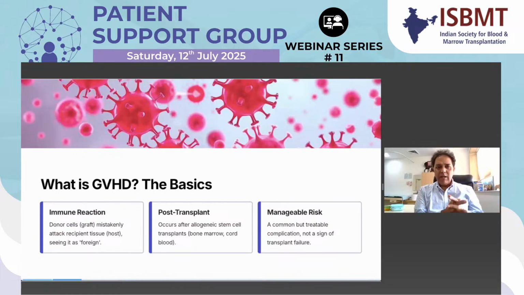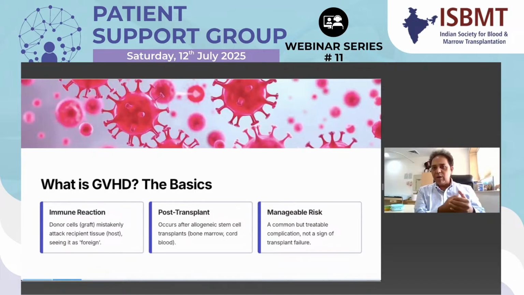If you break it down, what is graft versus host disease? In the transplant, we take some cells from a donor and give them to the patient, the recipient. Sometimes these life-saving cells, rather than doing what they are meant to do, which is cure the patient and repopulate the blood cells which we have wiped out with chemo, turn around and start to attack the patient themselves. It's like friendly fire in a war, where the army, rather than fighting the enemy, fights its own soldiers.